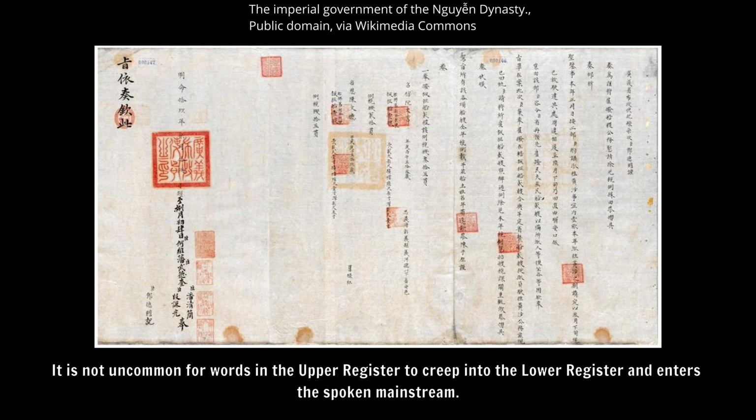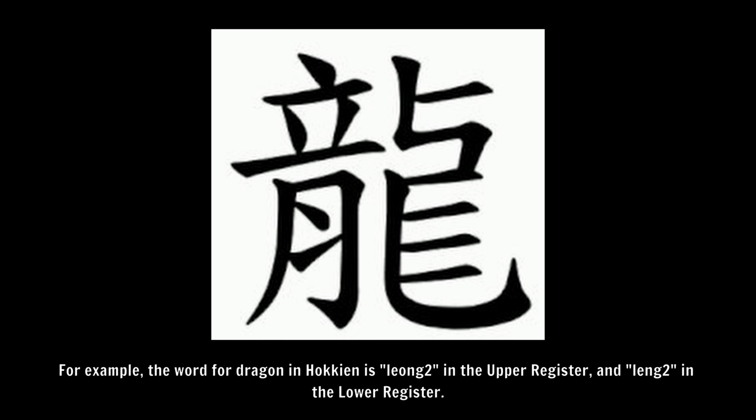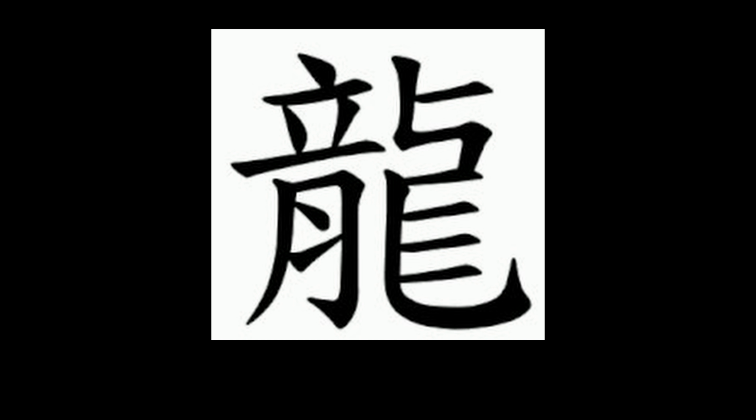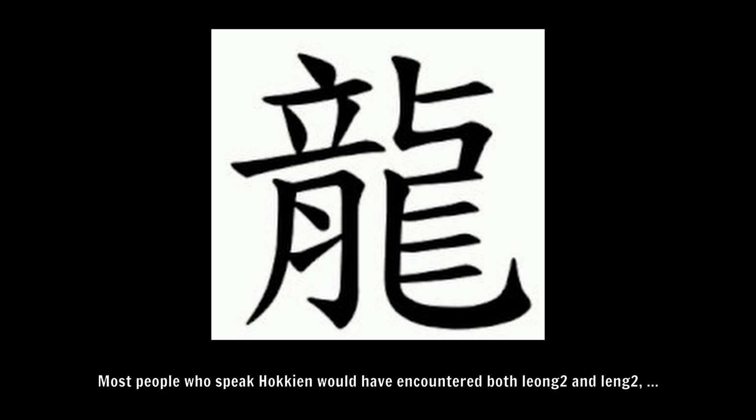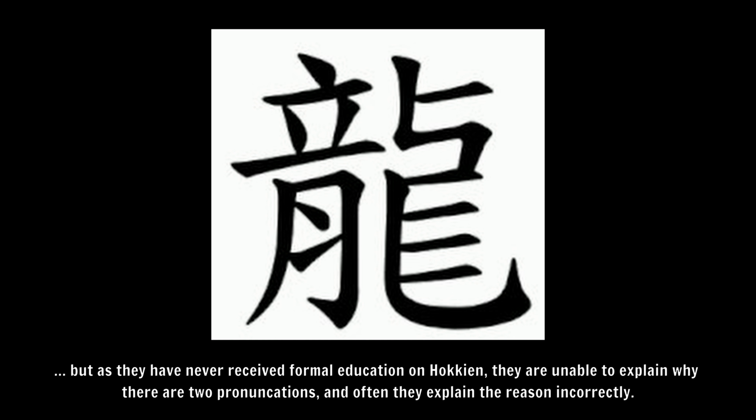It is not uncommon for words in the upper register to creep into the lower register and enter the spoken mainstream. For example, the word for dragon in Hokkien is leong in the upper register and ling in the lower register. Most people who speak Hokkien would have encountered both leong and ling, but as they have never received formal education in Hokkien, they are unable to explain why there are two pronunciations, and often they explain the reason incorrectly.